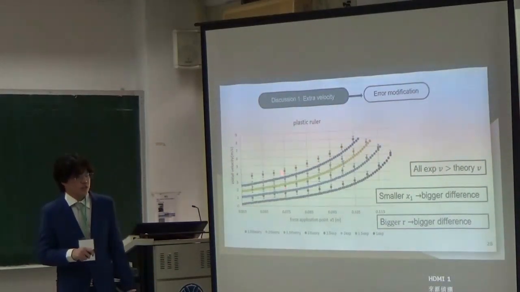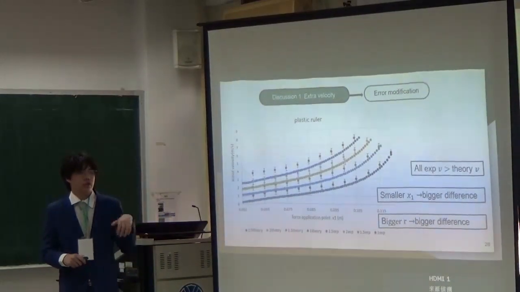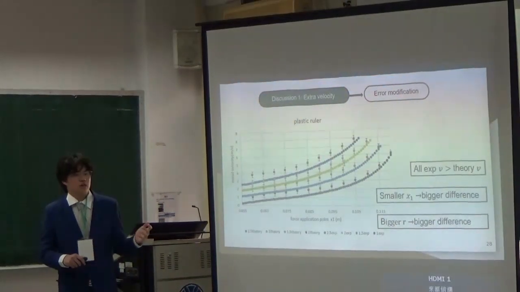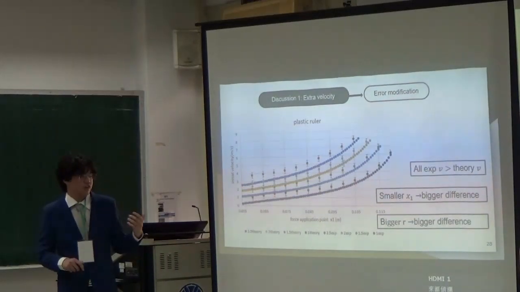This is the diagram I used in my experiment too. We can see that all of the experimental data is greater than the theoretical data. And the smaller x1, which means the smaller velocity, will have a bigger difference. And with a bigger radius, it will have a bigger error.